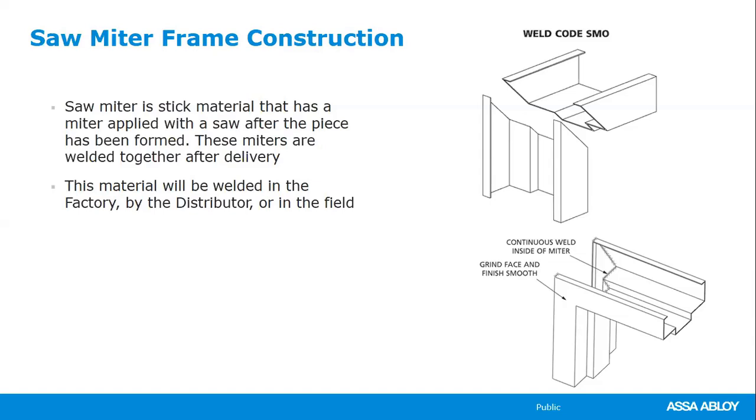Sometimes depending on the profile, depending on the detail of the frame, even from the factory, we have to saw miter that material. For instance, if you get into 12 gauge material, there won't be any tabs and slots on 12 gauge material. Because of the thickness of the steel, we can't do that type of tabs and slots on that material, so it will have to be more of a saw miter type of construction.